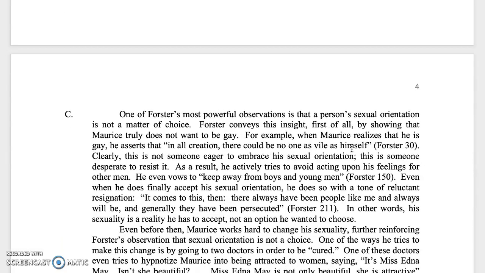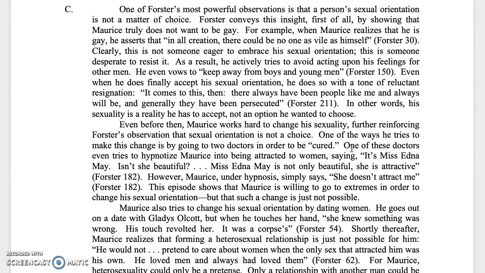All right, let's look at example C next. So you can pause the video and then we'll come back and talk about it. Okay, so C is our good example. First of all, it has a very strong topic sentence here. One of Forster's most powerful observations is that a person's sexual orientation is not a matter of choice. It clearly and specifically says what he thinks about that. It doesn't just say that he has an observation, it says what the observation specifically is.